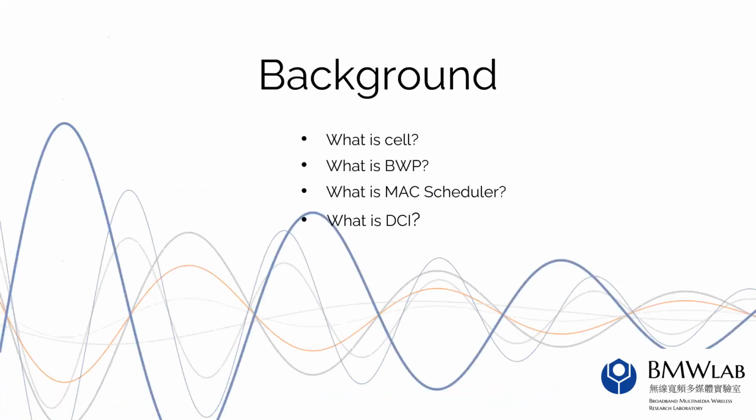Okay, and the first part is background. And I will introduce what is the cell, what is the bandwidth part, and what is the MAC scheduler, and what is the downlink control information.